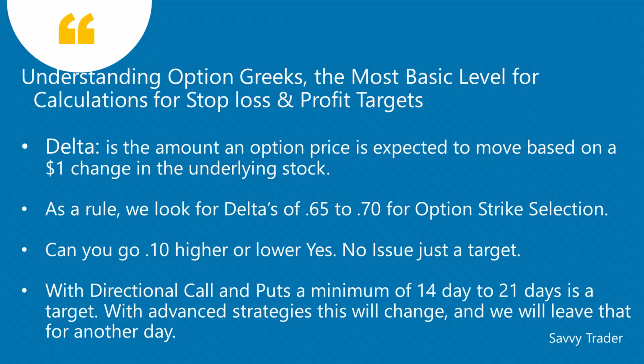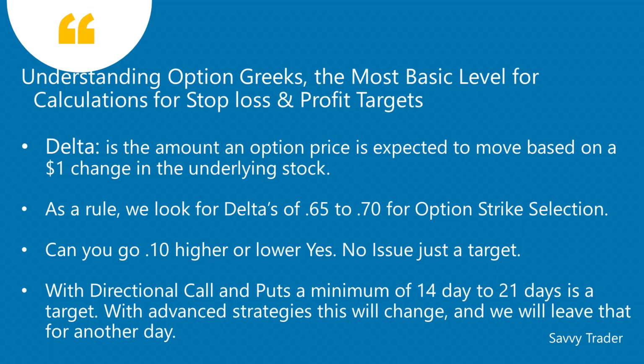All right, let's go over understanding option Greeks. This is the most basic level; the calculations for stop loss and profit targets are the same. Delta is the amount an option price is expected to move based on a dollar change in the underlying. So if you have a delta of 70 and the stock moves $1, your option price is going to move 70 cents. And as a rule, we look for delta 65 to 70s for option strike selection.